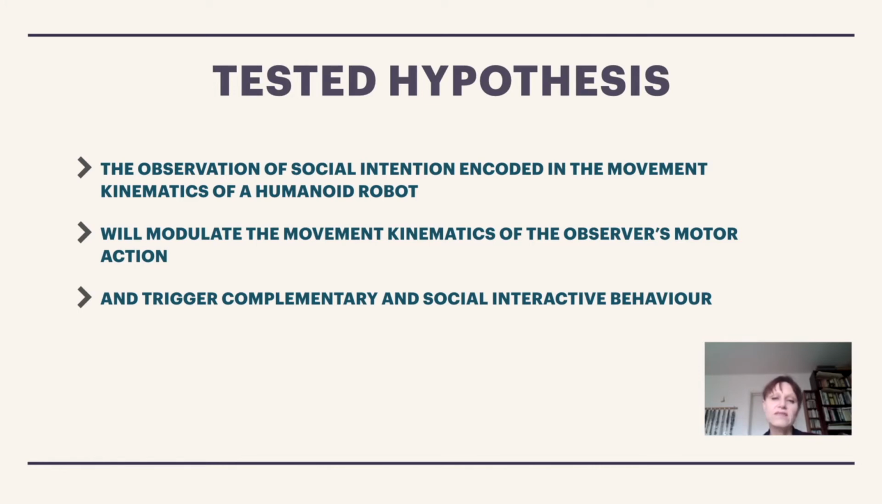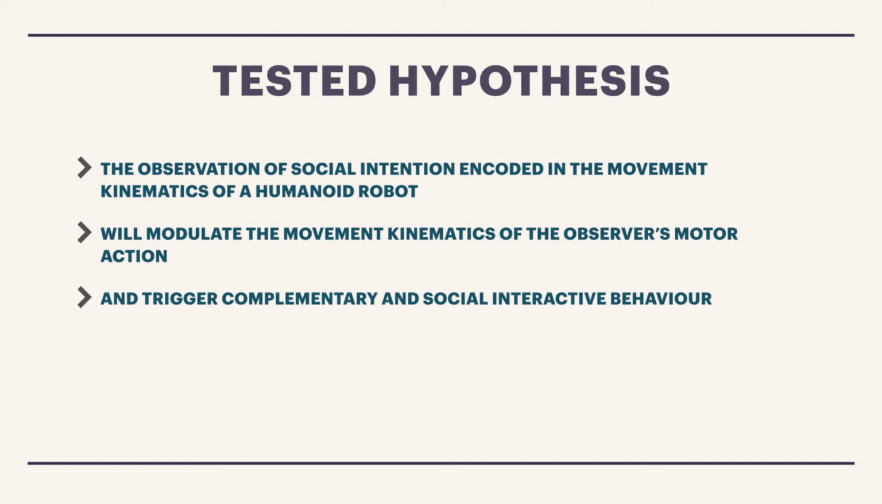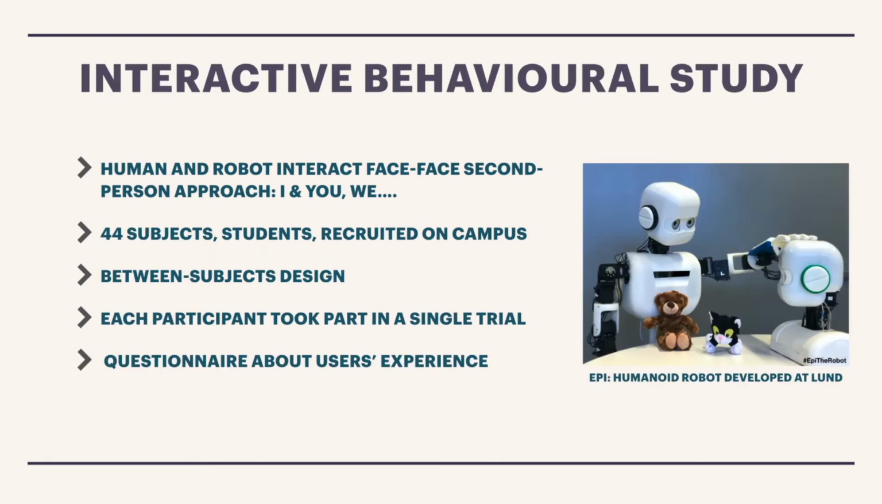And in the study, we tested the hypothesis that the observation of social intention encoded in the movement kinematics of a humanoid robot will modulate the movement kinematics of the observer's motor action and trigger complementary and social interactive behavior. So the study was an interactive behavioral study, and we also had a questionnaire to investigate the user's experience of interaction. Interactive study means that a human and robot interact face to face. So it's a kind of second-person approach. They are interacting as an I and a you, so to speak.